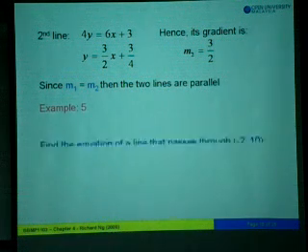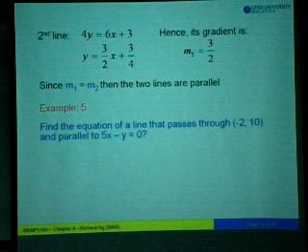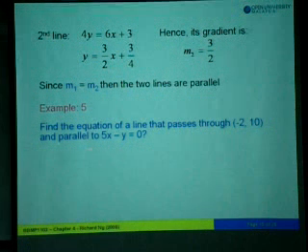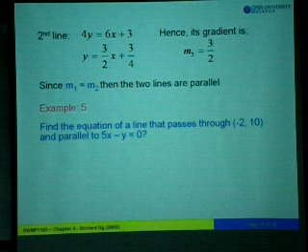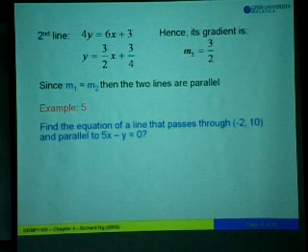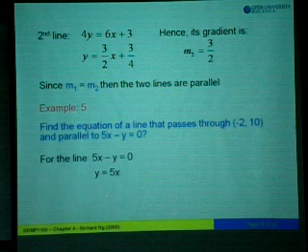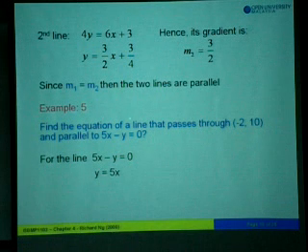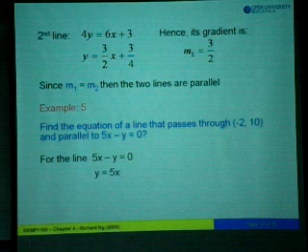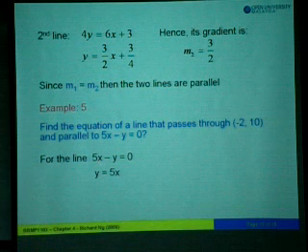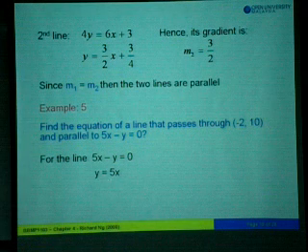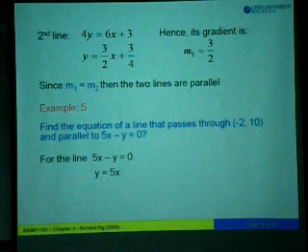Okay? Now let's look at example 5. Find the equation of a line that passes through (-2, 10) and is parallel to 5x minus y equals 0. The first step is to look at this equation and convert it into y equals mx plus c. So for the line 5x minus y equals 0, change it to y equals mx plus c, we will get y equals 5x.